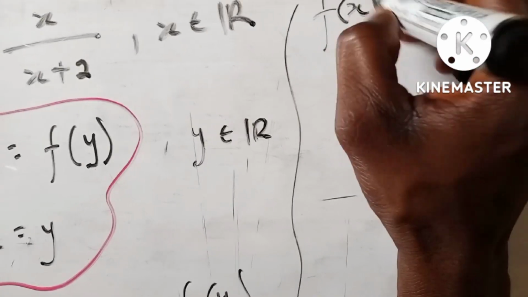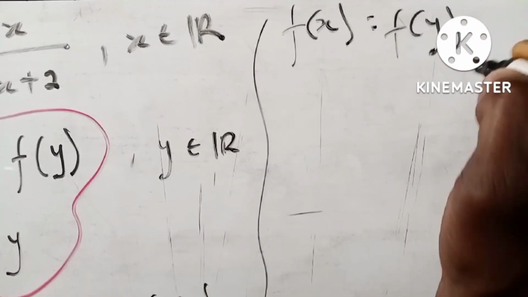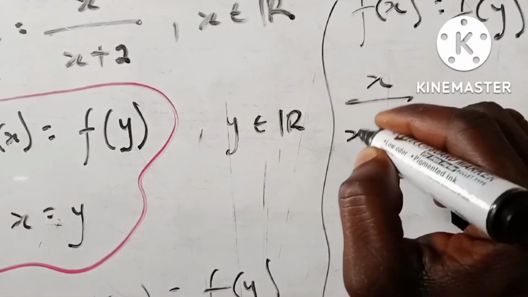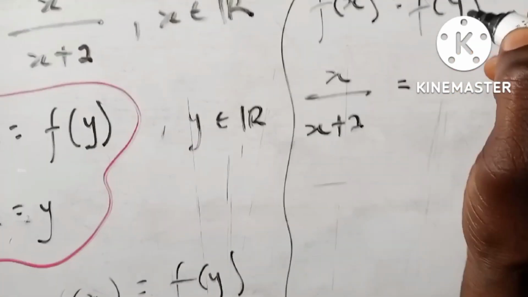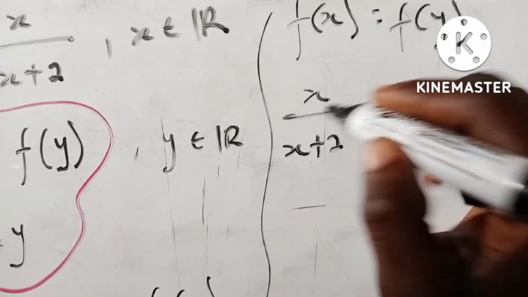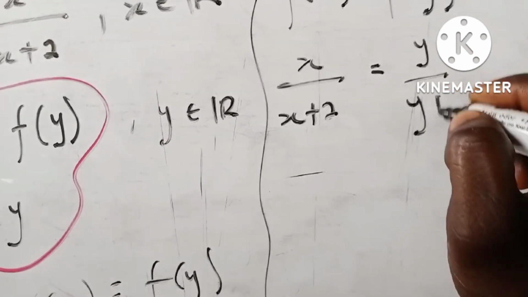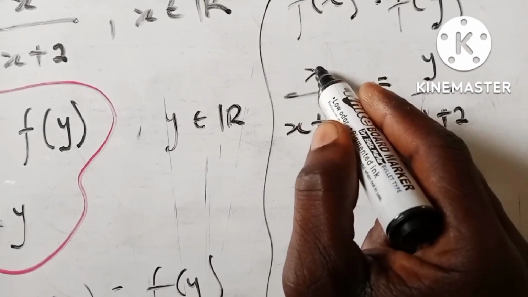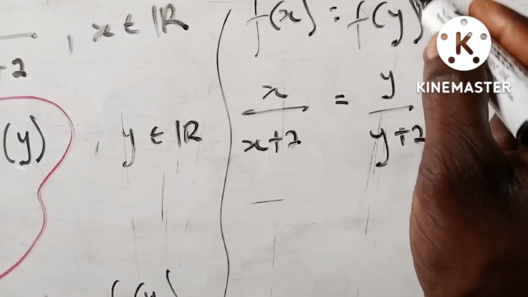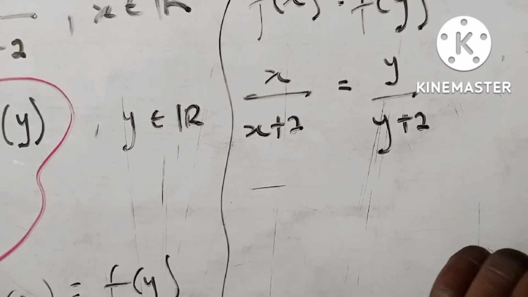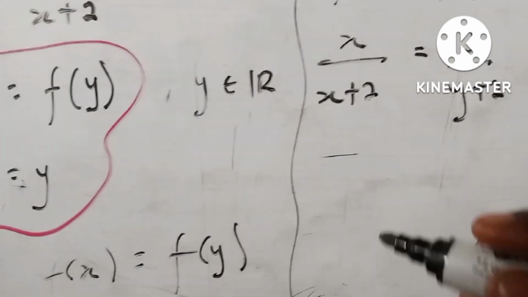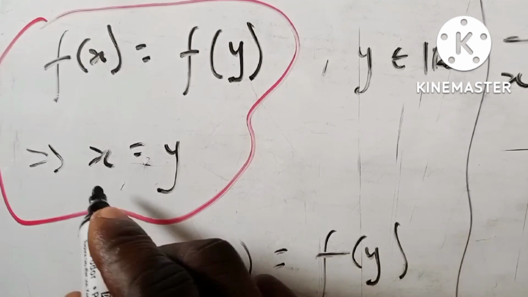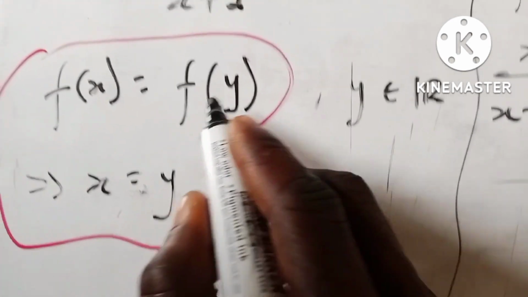We have f(x) equal to f(y). So f(x), the function being given at this portion, is x over x plus 2, which must be equal to f(y), meaning that we are just replacing x in this function with y over y plus 2. Here in this machine we are putting x inside, and here we are putting y inside. Our aim is to solve this and check whether x is equal to y, and that is the definition of a one-to-one function. If x is equal to y, then we can guarantee that this function is one-to-one.